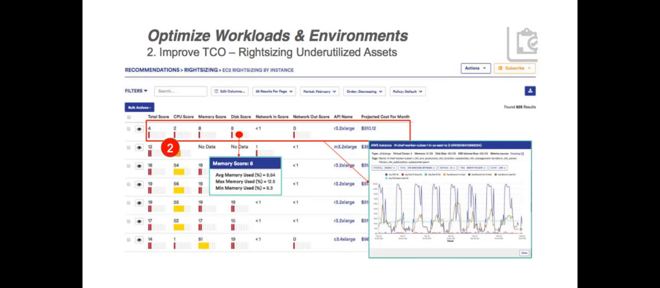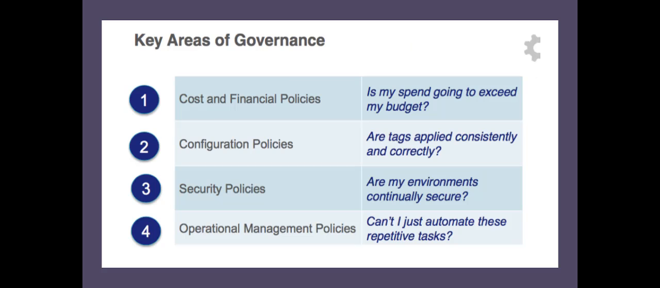And then we can also manage governance. Key areas of governance: is my spend going to exceed my budget? Your CFO probably wouldn't like that. Configuration policies: you want people using tags and using them consistently and using them correctly. You can now tell the application to either remove instances that aren't tagged properly or send notifications for instances that are spun up without proper tags.